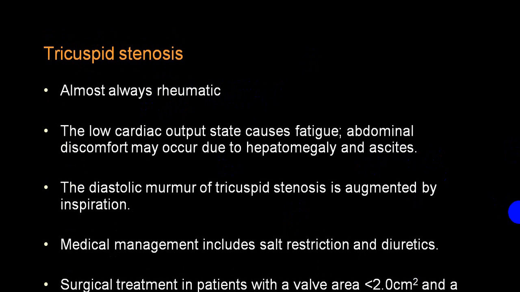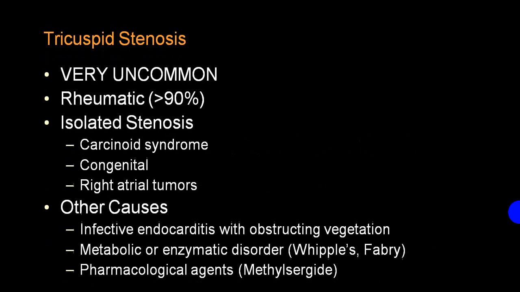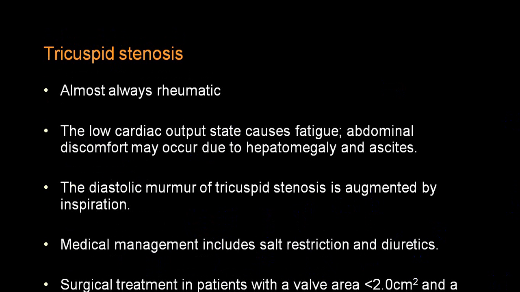By and large, isolated tricuspid stenosis is absolutely rare. Usually in an isolated variety, always suspect carcinoid, congenital, right atrial tumors, metabolic disorders like Whipple's and Fabry's, enzymatic disorders, infective endocarditis, methysergide. Rheumatic is invariably associated with mitral stenosis and aortic valve involvement.